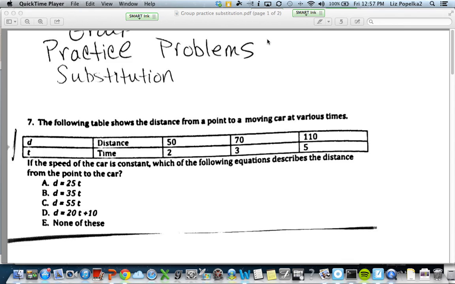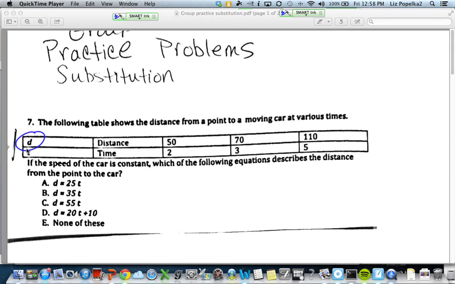Examples of how you could use substitution in order to figure out the answers to some of these Explorer questions. Number 7, because again, these are going to go in kind of a goofy number order because I pulled them from all kinds of different practice resources. So sorry about that. But number 7 is asking, the following table shows the distance from a point to a moving car at various times.